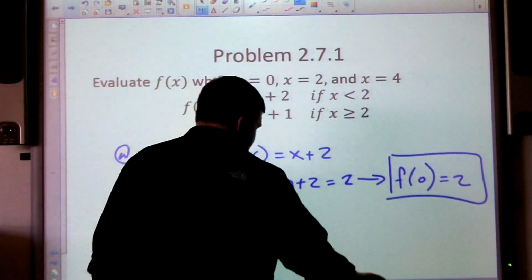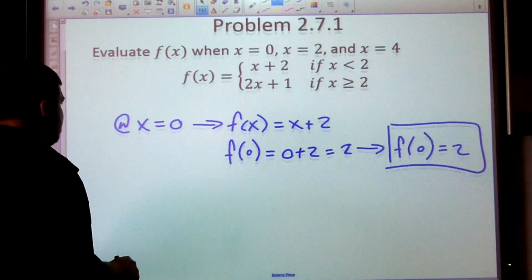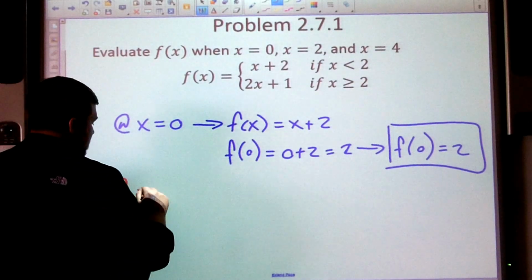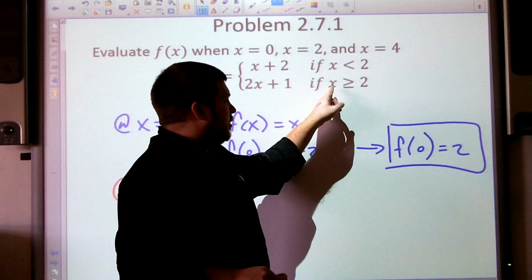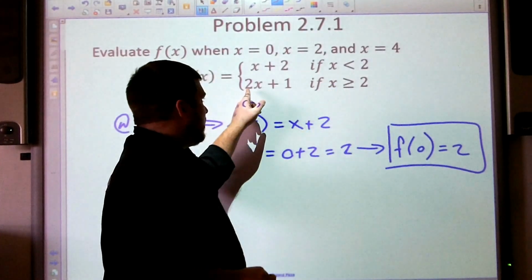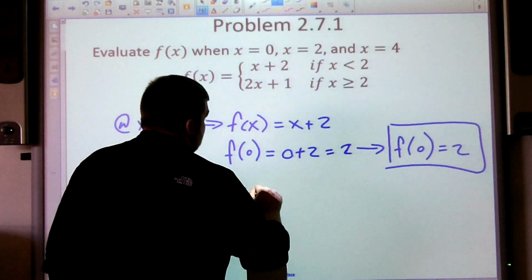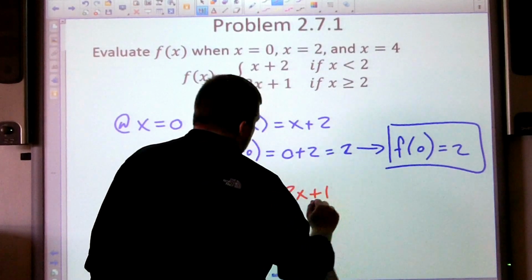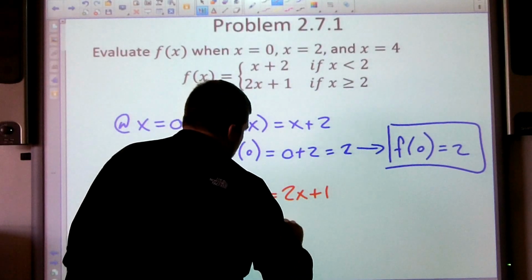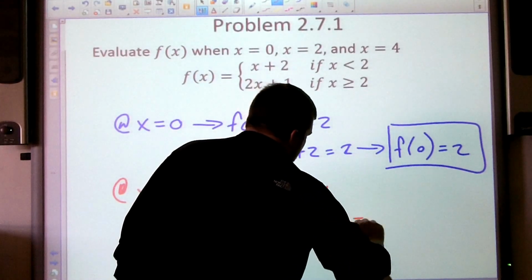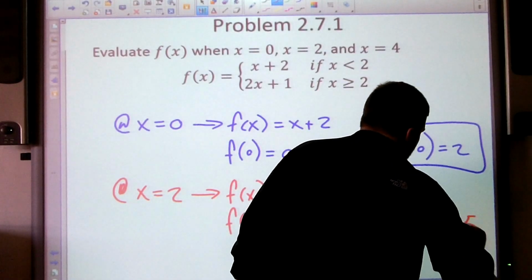Alright, so now let's do the second question. Evaluate it when x is equal to positive 2. So at x equals 2, we need to go back and check our domain. So the rule for bigger than or equal to 2 says f of x is equal to 2x plus 1. So at x equals 2, we have f of x is equal to 2x plus 1. So now I can evaluate. So at f of 2, we have 2 times 2 plus 1, which is 5. So f of 2 is equal to 5.